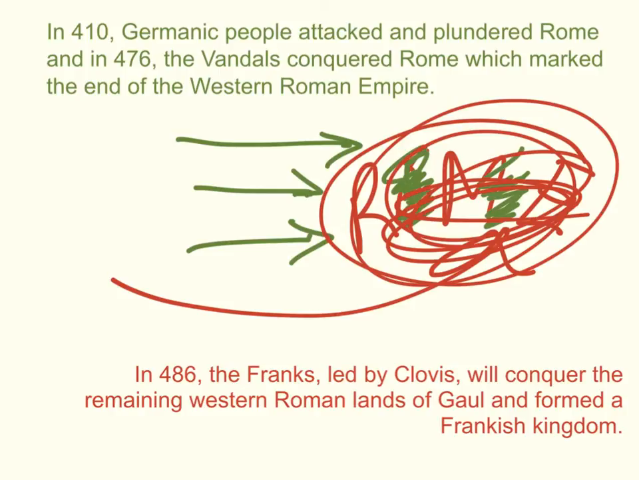In 486, a group called the Franks, yes, they're all called Frank in that group. No, I'm joking, they're not all called Frank. They're led by a guy named Clovis, who will conquer the remaining Western Roman lands of Gaul and form a new kingdom called the Frankish Kingdom.